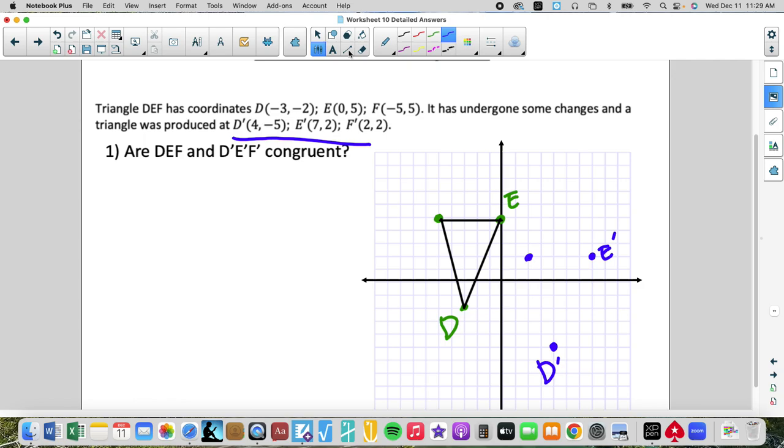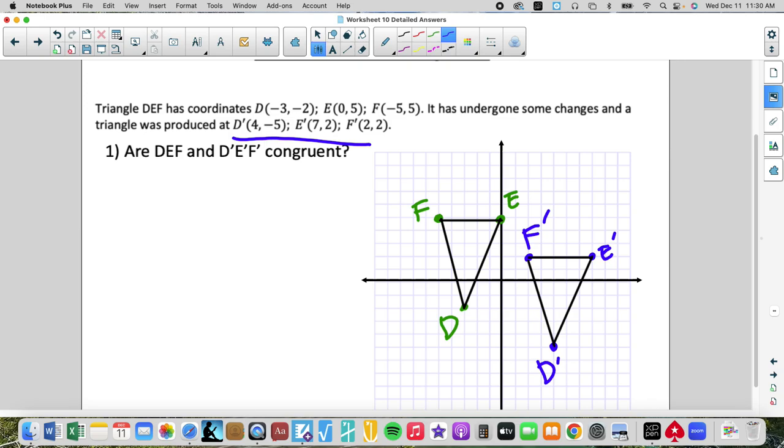It also still looks very true to its shape. We'd have to count the distance to make sure that it hasn't expanded any. The length from F to E is the same as F prime to E prime. So are they congruent? They look like they are. Counting 1, 2, 3, 4, 5, 6, 7. Yes, they're congruent. They've just been shifted.